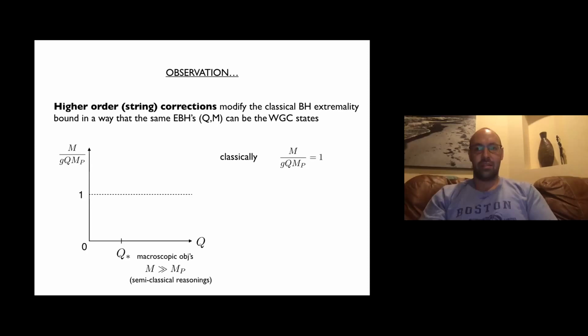So while classically their mass to charge ratio is equal to 1, when you add higher order correction, and specifically higher order correction computed from string compactification, and this is important, this delta M is negative. So when you compute the corrected mass to charge ratio, this is more than 1, so it satisfies the weak gravity conjecture.